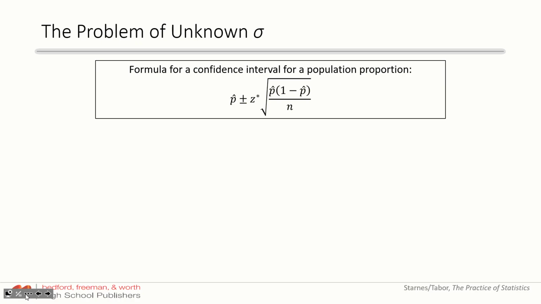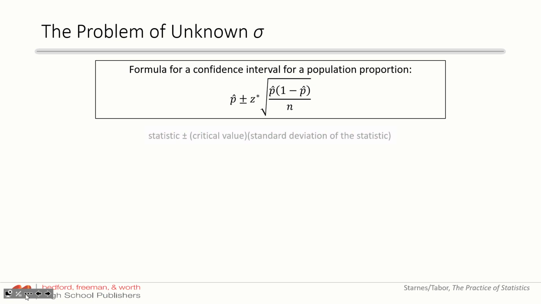Just as a quick review, this is our formula for a confidence interval for proportions. We use p hat, the sample proportion value, as our estimate and in our margin of error because we don't know what the population proportion is. So we're going to use p hat to estimate p.